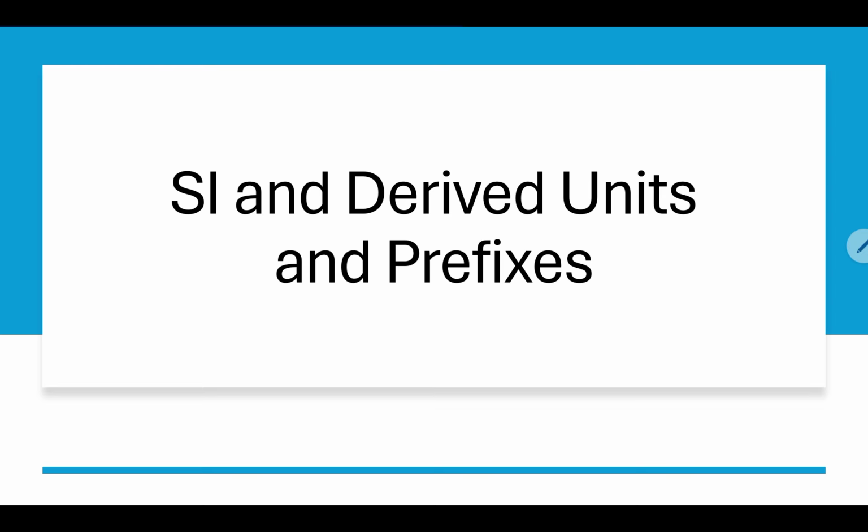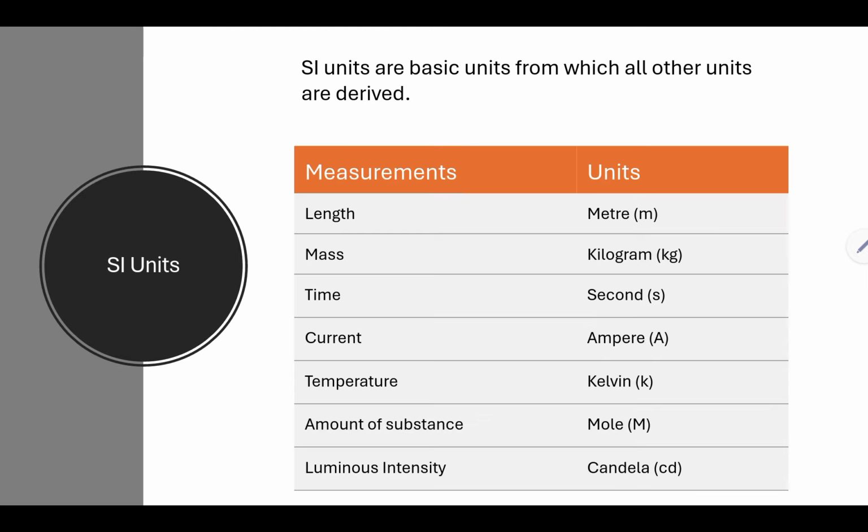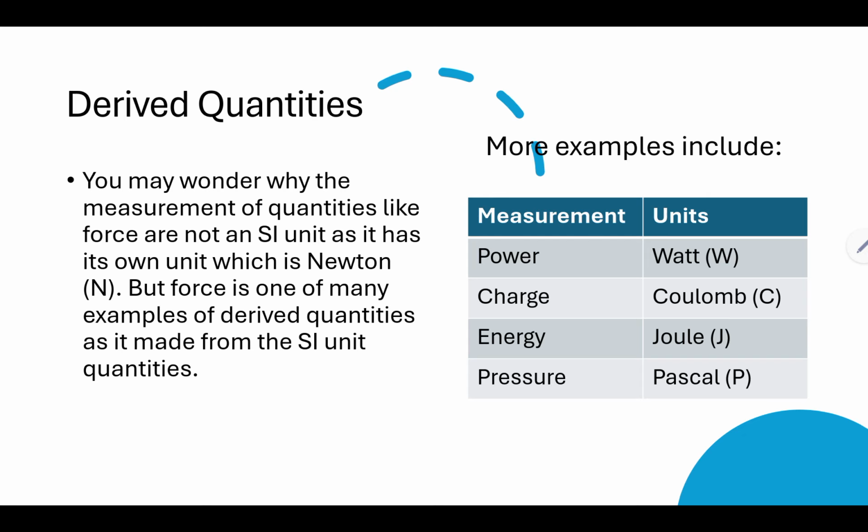As well as prefixes. First of all, what is an SI unit? SI units are base units from which all other units are derived. Some examples are on the screen here, like length and mass, which are measured in meters and kilograms respectively. But you may be wondering why some other units like newtons are not on this slide. This leads us on to derived units, which are measurements made up from the SI unit quantities, and examples are on the screen here, which include power and charge.